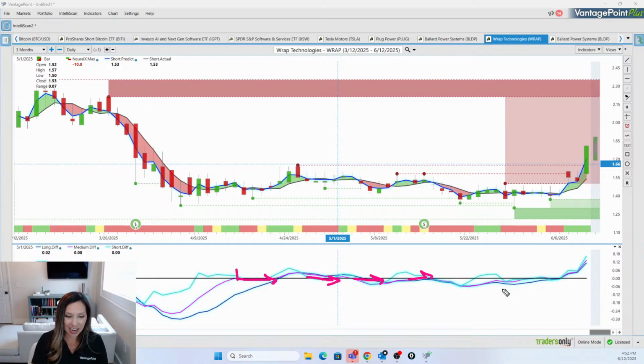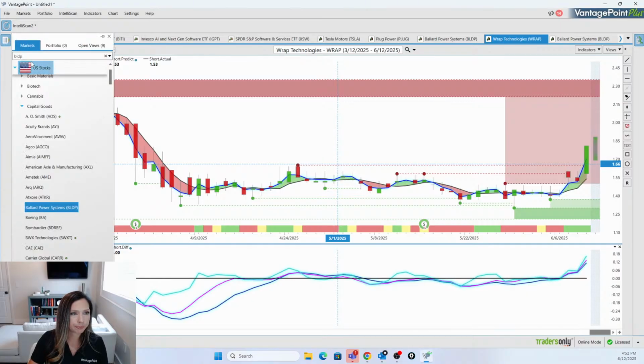Right, so okay, I got some other ticker symbols here. Don't worry guys, we're not quite done just yet. All right, there we go.